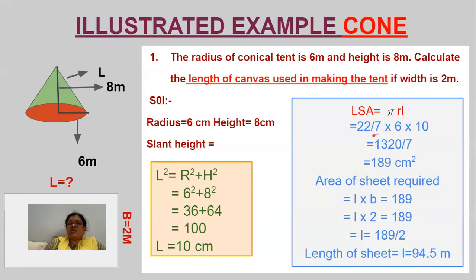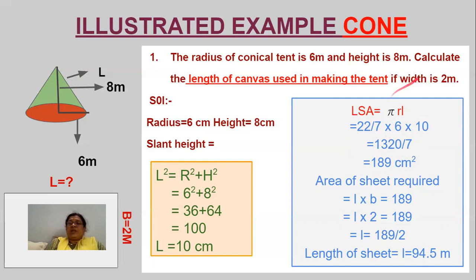The pi value is 22 by 7. Therefore, 22 by 7 into 6 into 10. So you have to multiply 22 into 6 into 10. It is 1320, and the denominator is 7. When you divide 1320 by 7, you'll get 189 square centimeters.